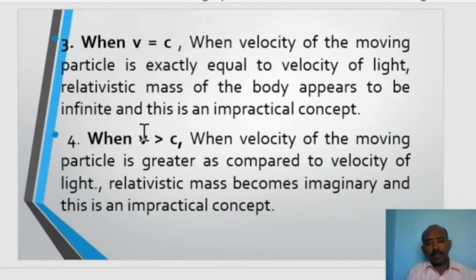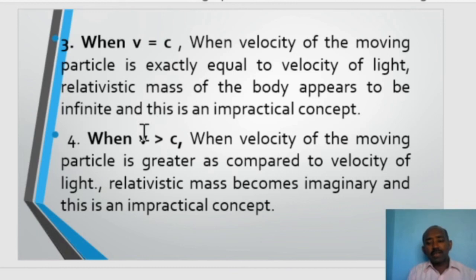Second case, when the velocity of a body is equal to the speed of light, in such cases the relativistic mass of the body appears to be infinite. So this is practically not possible, because as the velocity increases, the mass of the body also increases according to relativity. When it reaches the speed of light, the mass becomes infinite. So that is unimaginable.